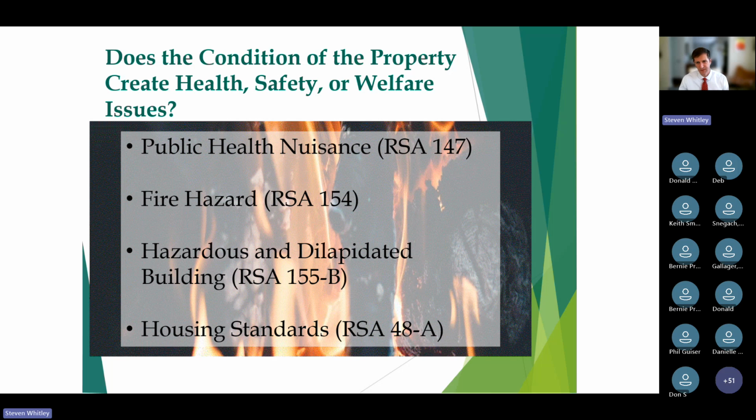So this is a bit of a divergence from straight land use, but we see a lot of times that the properties that are violating one thing are usually violating something else as well. And many times it involves a public health nuisance, a fire hazard. It could be a hazardous or dilapidated building, or maybe it violates a housing standard.